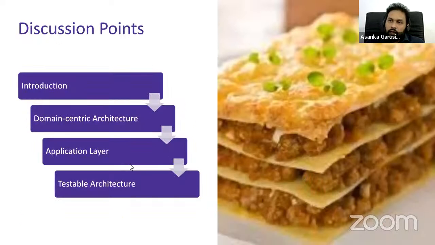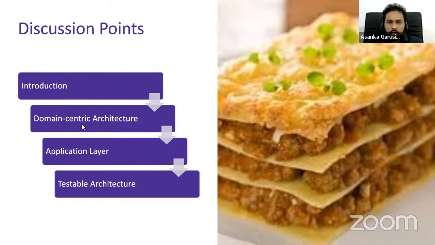So today we are going to have a few discussion points. I prepared a few areas that I wanted to highlight that relate to clean architecture. First, I'm going to give an introduction to clean architecture, what it is, and why we are using clean architecture practices in the first place. Second, I'm going to talk about some examples related to domain-centric architecture. Clean architecture is one of the domain-centric architectures as well.